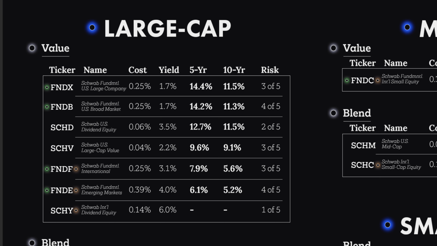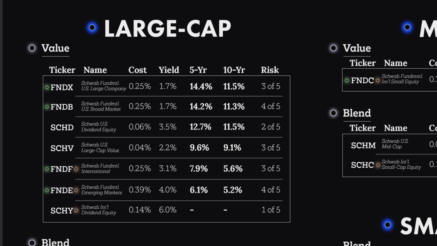Now, the other thing that we can see here is the yield. SCHD has one of the highest yields in all of these value ETFs. So the amount of money that you get every year in terms of the dividends that the stocks inside the ETF pay, well, SCHD is going to pay higher dividends than FNDX, for example. So if yield is important to you, then now we can see that SCHD looks a bit better maybe. Now this is value.